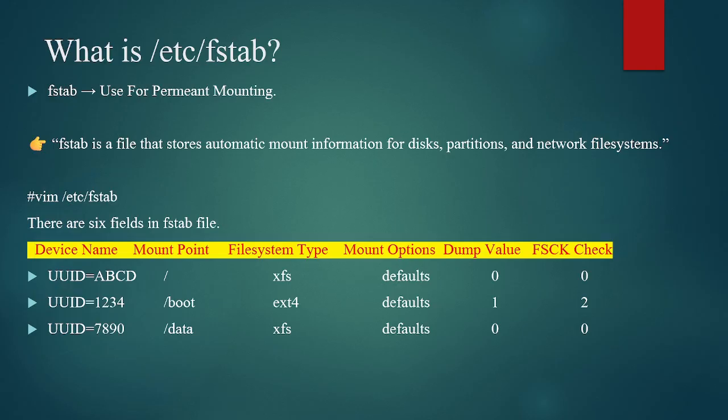First one, device name. Second, mount point. Third, file system type. Fourth, mount option. Fifth, dump value. Sixth, fsck check. This is your answer.